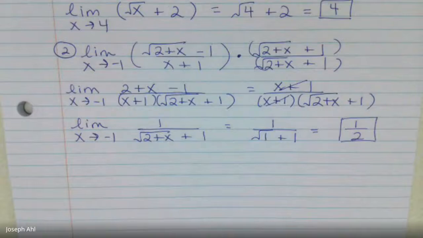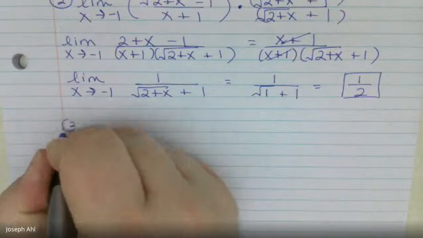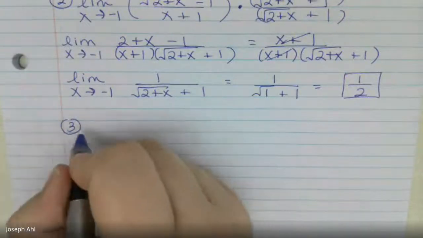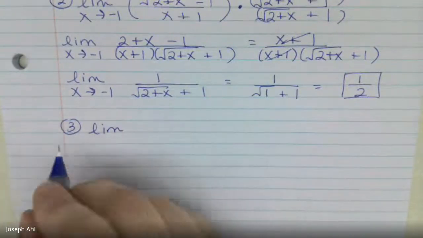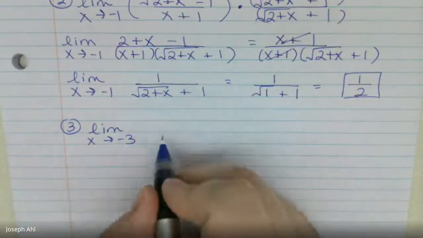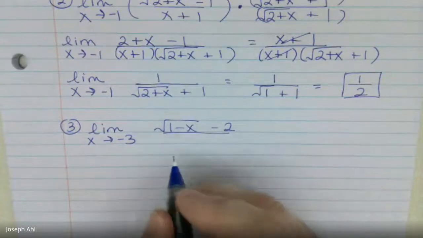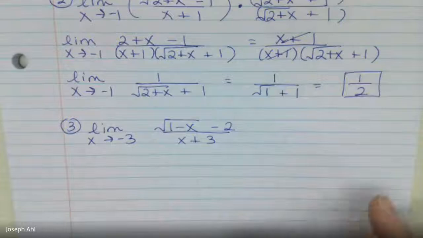Okay. Hopefully we're kind of getting the idea here. Let's go ahead and try maybe just one more example, and then we'll save the rest for some in-class practice. If I take the limit as x approaches -3 of the square root of 1 minus x minus 2 over x plus 3.